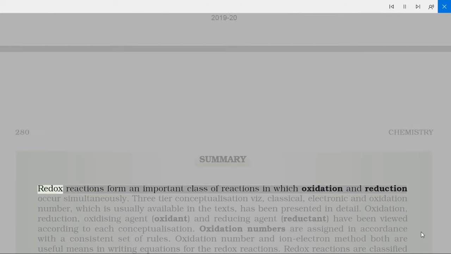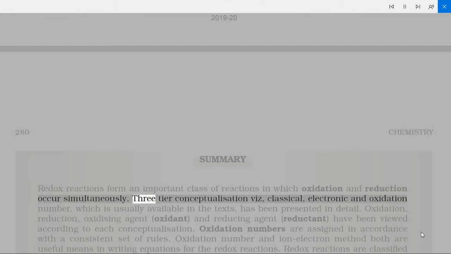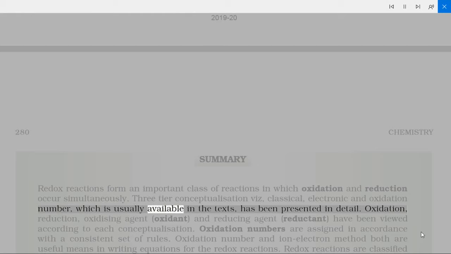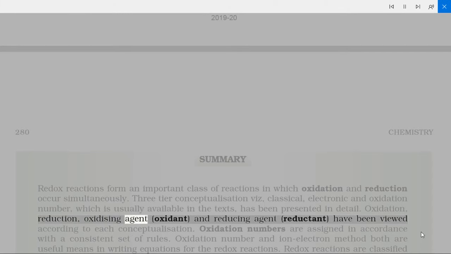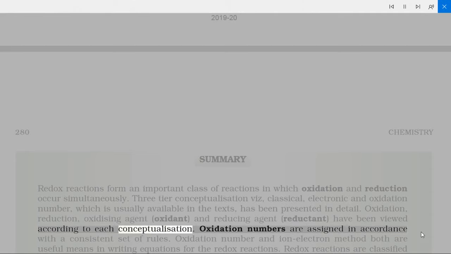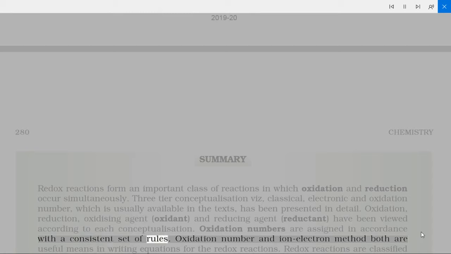Chemistry summary. Redox reactions form an important class of reactions in which oxidation and reduction occur simultaneously. A 3-tier conceptualization with classical, electronic and oxidation number, which is usually available in the texts, has been presented in detail. Oxidation, reduction, oxidizing agent (oxidant), and reducing agent (reductant) have been viewed according to each conceptualization. Oxidation numbers are assigned in accordance with a consistent set of rules.